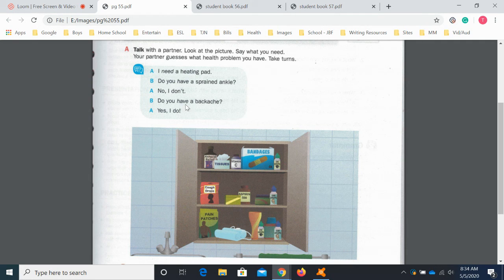You would probably ask me, do you have a cut? Because that's what bandages are for. They help cover up a cut, right? If I say, I need cough drops, then you would most likely ask me, do you have a cough? And I would say, yes, I do.